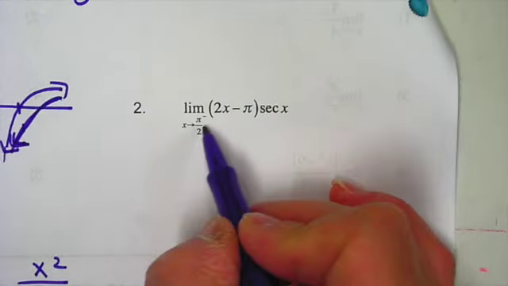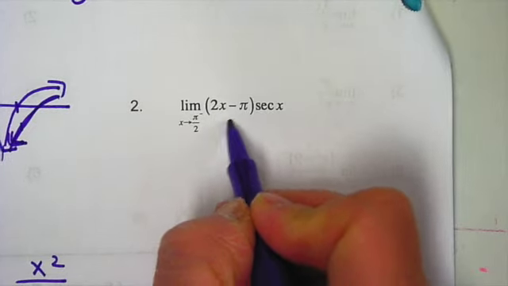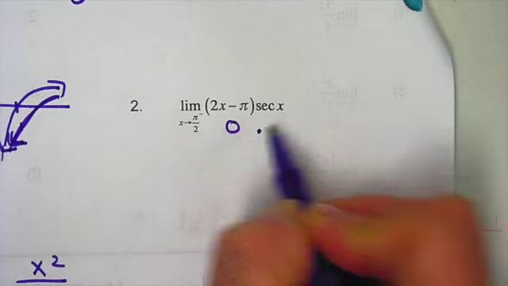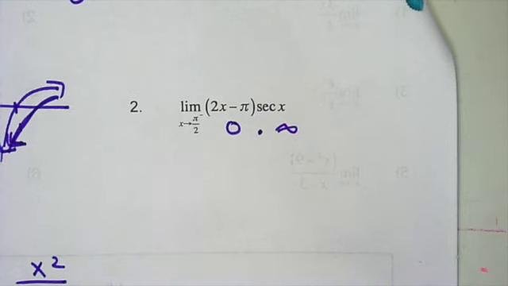Okay, let's get the second one. Start by plugging in the value. If I plug in pi halves here, I get pi minus pi, which is 0. Secant at pi halves, if you think about your secant graph, you have an asymptote at pi halves, it's actually infinity. So again, you have this form 0 times infinity, which we don't know what that is.